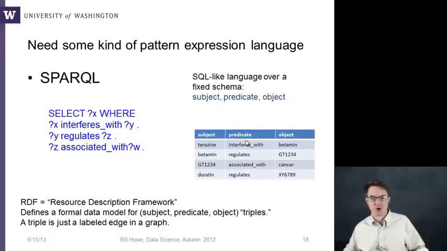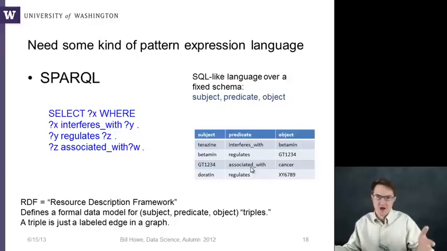So resource description framework, RDF, defines a formal data model around the idea of triples, which are really just labeled edges in a graph. And so logically you can think about a table with three columns: subject, predicate, and object. The subject column refers to vertices in the graph, and the object column refers to vertices in the graph, and the predicate is the edge label. Okay. There's a lot of work that went into the formal model to define this, but I think it's most useful just to think of it as a labeled graph.